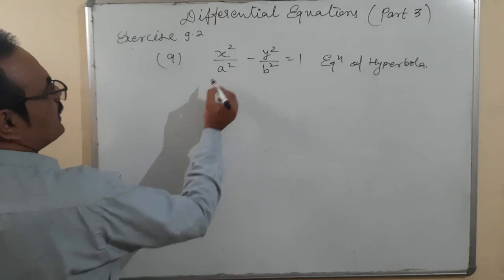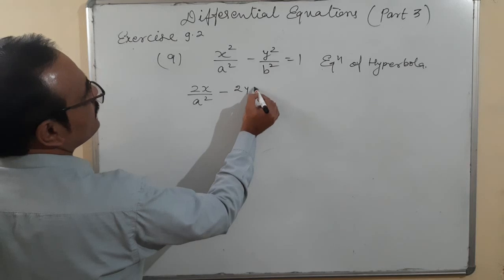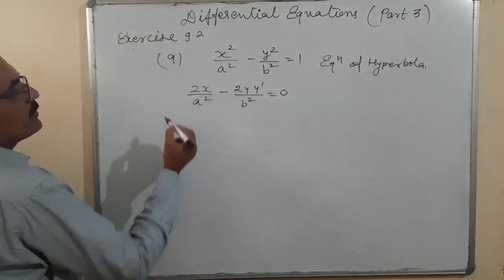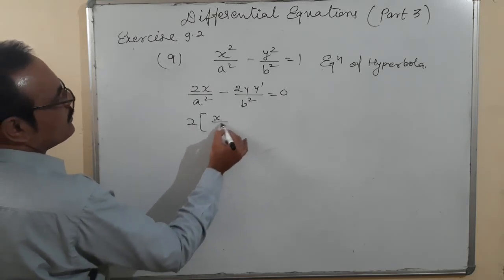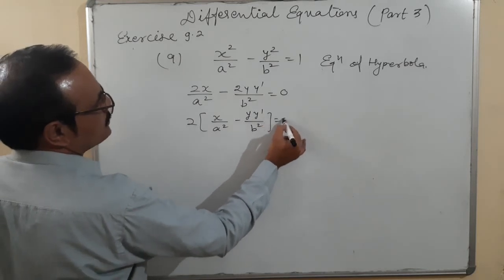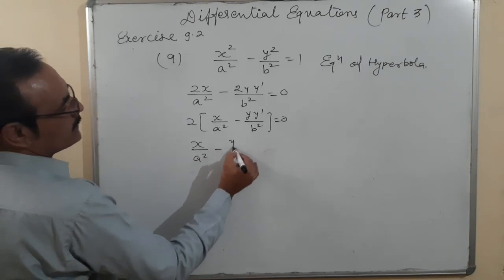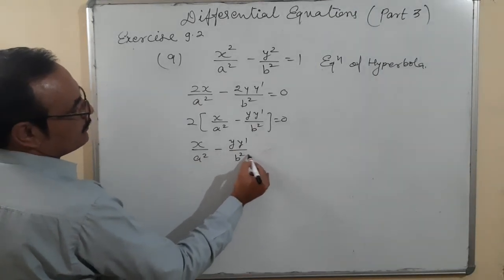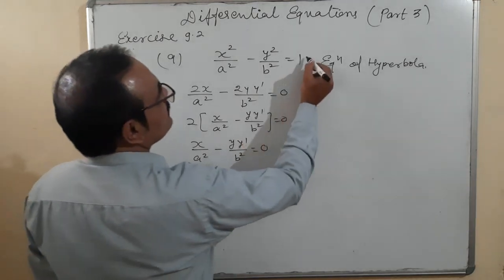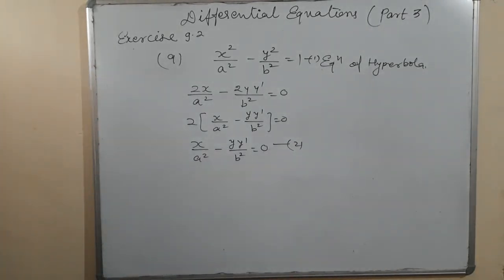So differentiate with respect to x. What is coming here? 2x upon a square minus 2y y dash upon b square is equal to 0. 2 common, x upon a square minus y dash upon b square is equal to 0. 2 will be shifted here. x upon a square minus y dash upon b square is equal to 0. Suppose this is equation number 1, here I can consider as equation number 2.